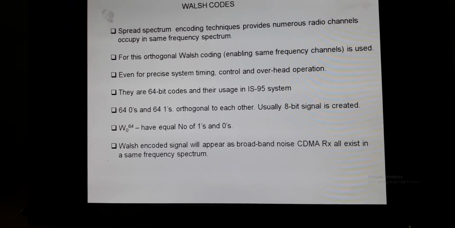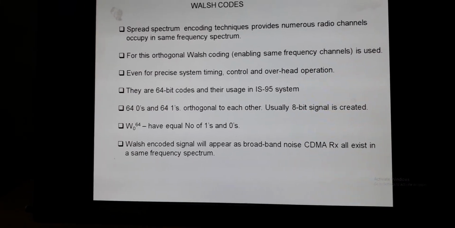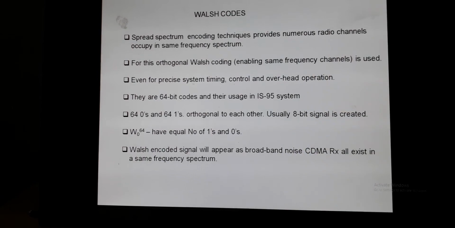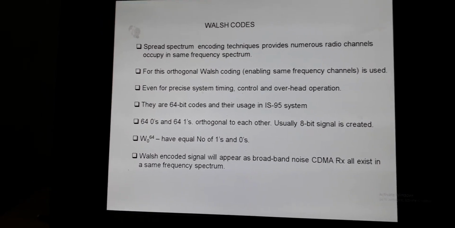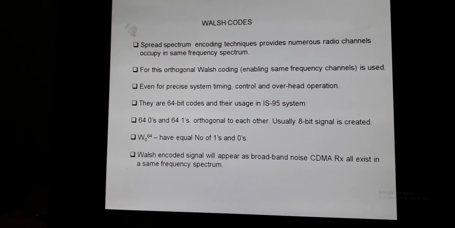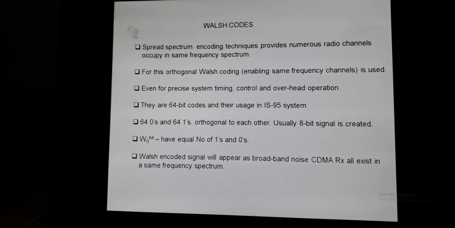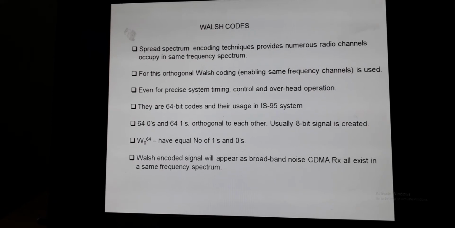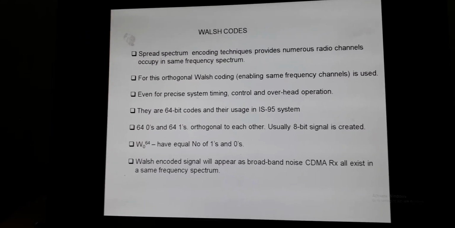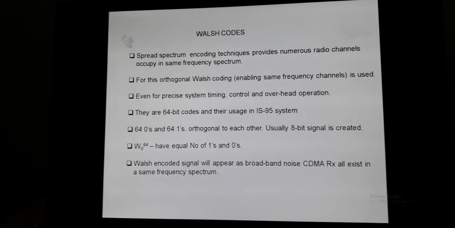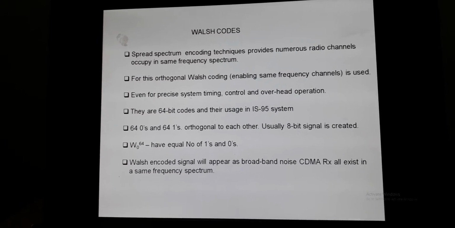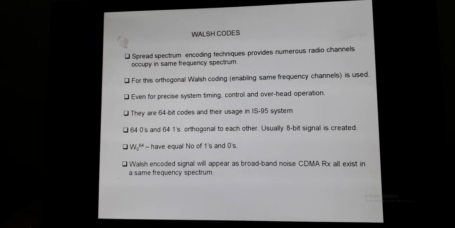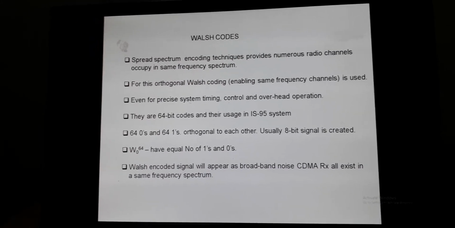So the Walsh encoded signal will only appear at the desired CDMA receiver, because the frequency spectrum is the same. Again I am repeating, all cells have the same frequency, so all users will get everybody's call, but only the desired user will get the spreading sequence and decode the call. Others will also get that Walsh encoded signal, but they will receive it as noise.